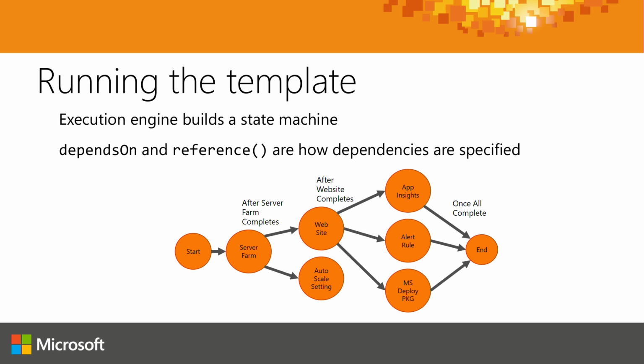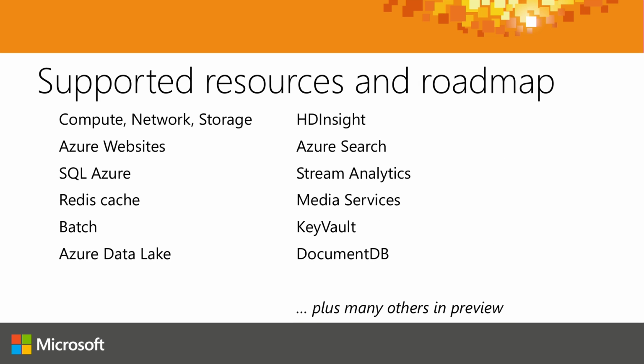When you're all done, you get a result, if it worked or not. If it didn't work, we have event service logging that tells you the details of each step along the way. These are the GA partners, the generally available resources that I could think of. Lots more in preview, lots more coming.